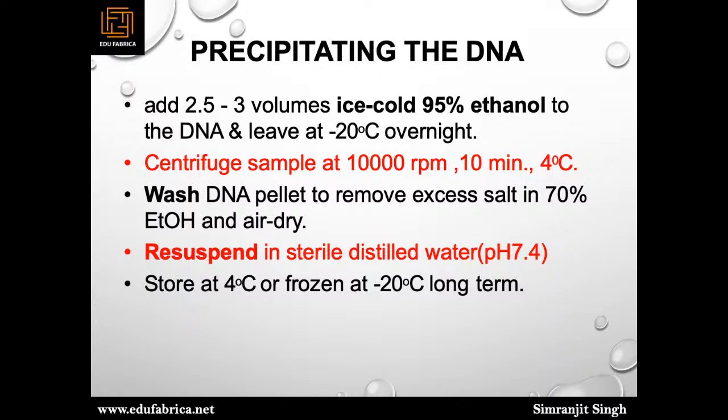Then you precipitate the DNA with 95% ethanol, ice cold. We add around 2.5 to 3 volumes of ethanol to our DNA sample and leave it overnight at minus 20 degrees Celsius. Then we centrifuge at 10,000 rpm for 10 minutes at 4 degrees Celsius. Then you wash this DNA pellet to remove excess salt in ethanol and air dry. Then you resuspend in sterile distilled water at pH 7.4. Then store at 4 degrees Celsius, or freeze your DNA at minus 20 degrees Celsius for the long term.